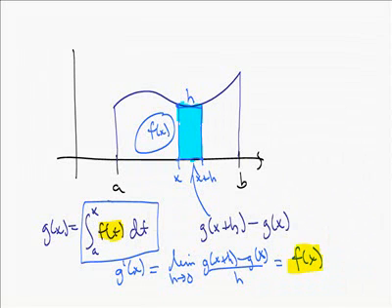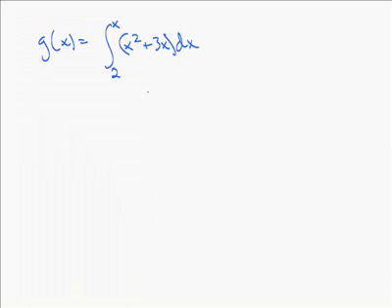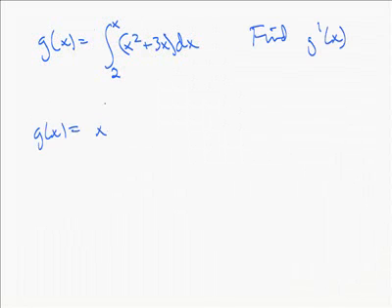Alright, so that's kind of something right there. Now let's verify what we said with a nice simple example. Let's let g of x be the integral from, let's say, 2 to x of, oh, I don't know, how about x squared plus 3x dx. Alright, let's find g prime of x. Well, first thing we can do is integrate this. G of x is equal to x cubed over 3 plus 3x squared over 2.